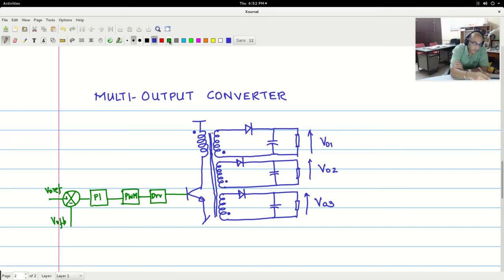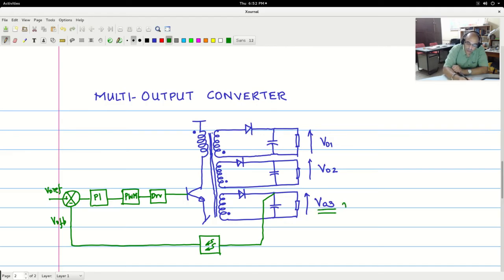So let us say only one among the outputs is given back for feedback, and let me indicate the isolation sensing boundary, the optocoupler boundary, in this fashion. So let us say that you have used optocouplers to sense the output voltage and send it back for control. So V03 is regulated, but V01 and V02 are not regulated. What do we do? One very popular method which people use is to use linear regulators.